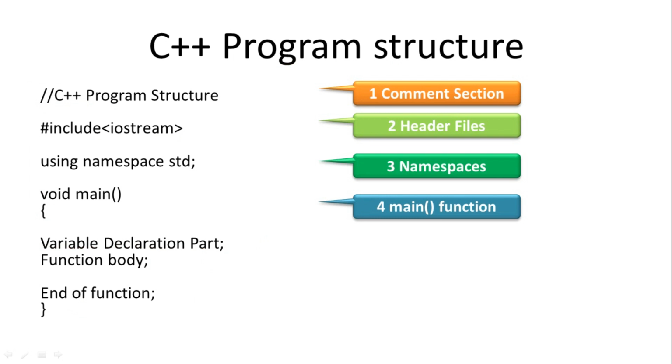So if you want to write any program, you have to include first the comment section, then header files, then the namespaces and the main function. Every program consists of a function body in the main function, but the variable declaration part is optional. This variable declaration is used only when you are working with some numbers or some values.